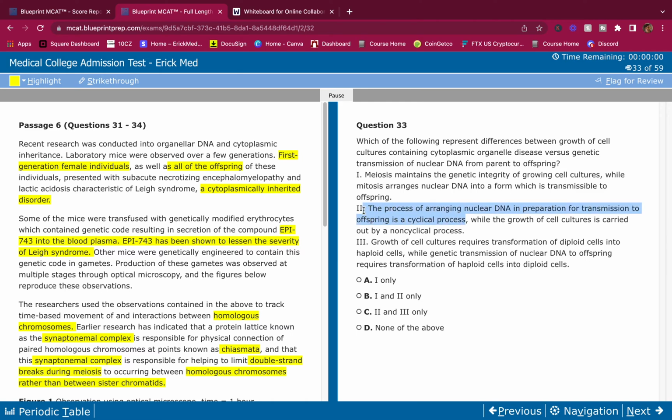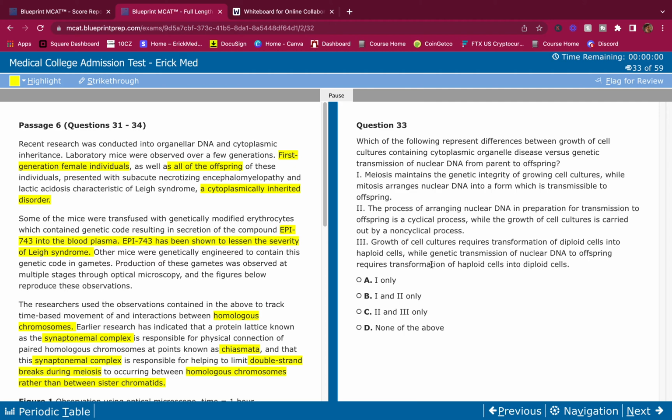No, they're talking about meiosis here, and meiosis is not cyclical. Mitosis is cyclical, but meiosis is not. Meiosis doesn't repeat, while the growth of cell cultures is carried out by a non-cyclical process. The growth of cell cultures is from mitosis, and mitosis is a cyclical process. So two is wrong. Growth of cell cultures requires transformation of diploid cells into haploid cells.